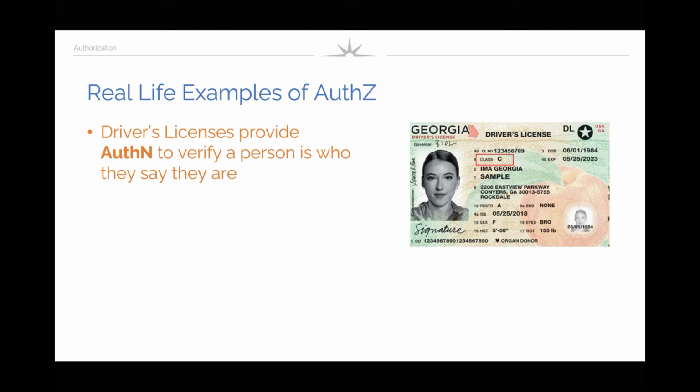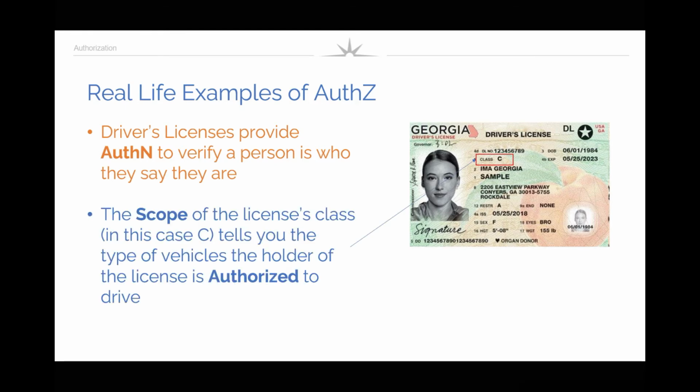So what they look at is the class of the license. In general, most licenses are C-class, and that is the most common kind, which means that you can drive anything under 25,000 pounds. And that is the scope, which is what the class is. And that tells you that anybody who holds a Class C license is authorized to drive vehicles with a weight that is less than or equal to 25,000 pounds.